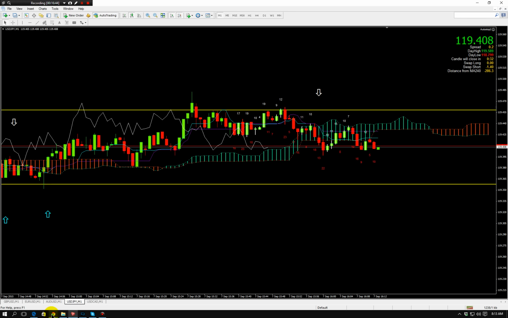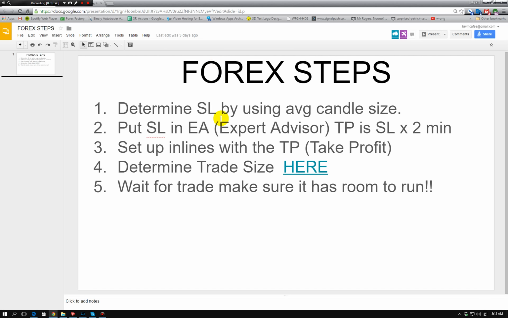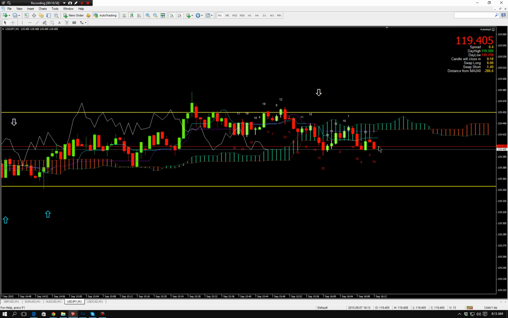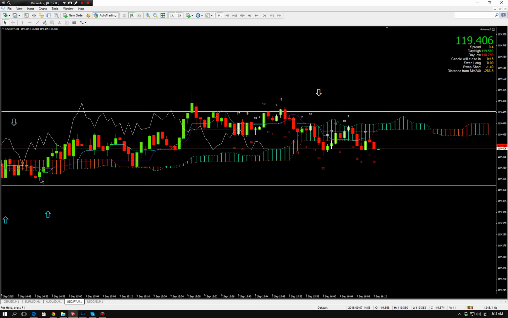Let's go to our checklist. Determine stop loss by using average candle size. Our average candle size is tiny. It's 1 to 2 pips or less. We're going to go again with the minimum. I will do a bare minimum. 5 pips puts us all the way down here. Just for the hell of it, let's do, how about 3 and 6?